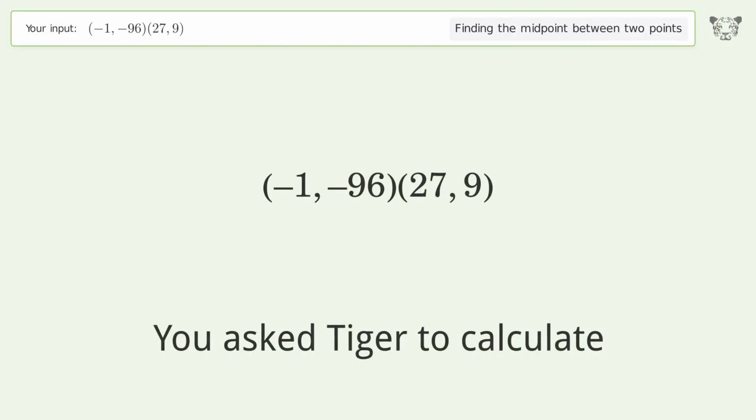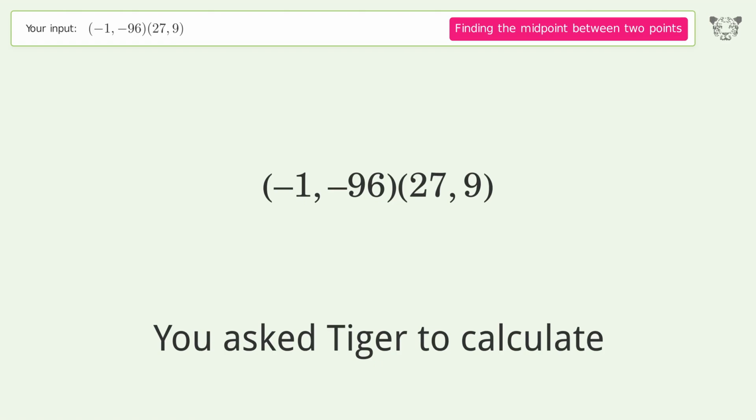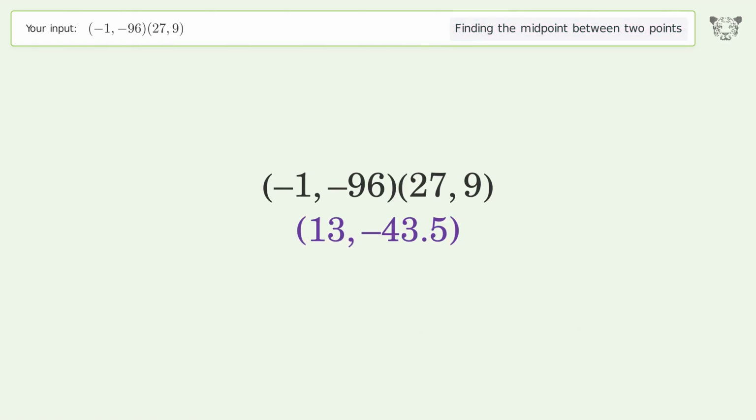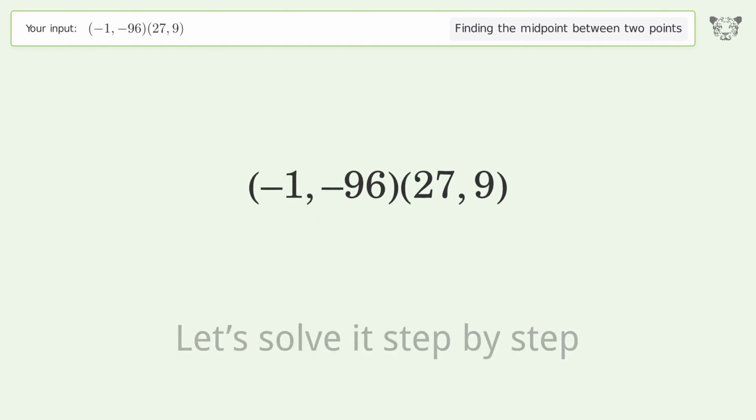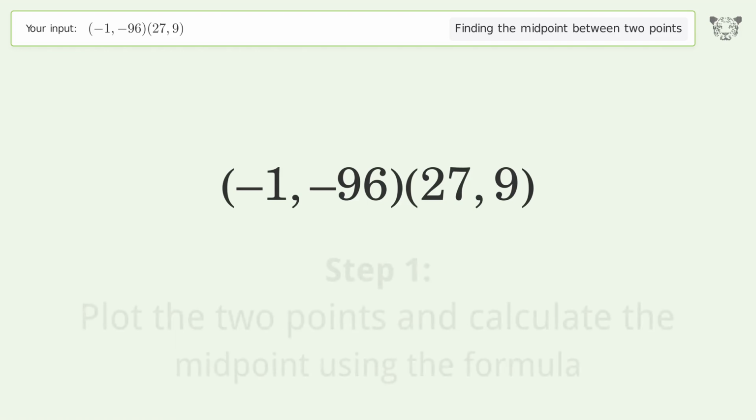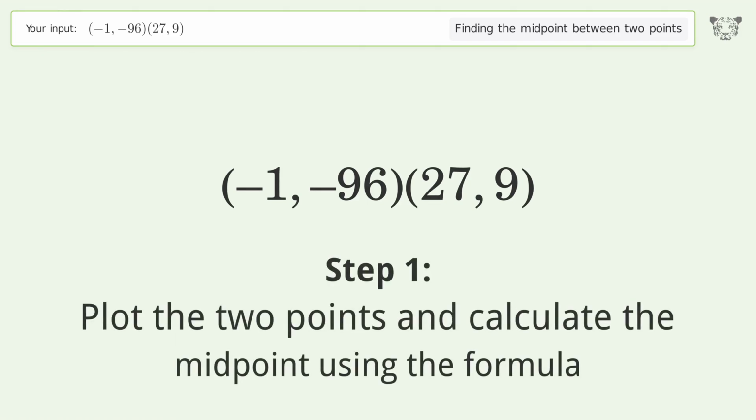You ask Tiger to calculate. This deals with finding the midpoint between 2 points. The midpoint between the 2 points is 13, negative 43.5. Let's solve it step by step. Plot the 2 points and calculate the midpoint using the formula.